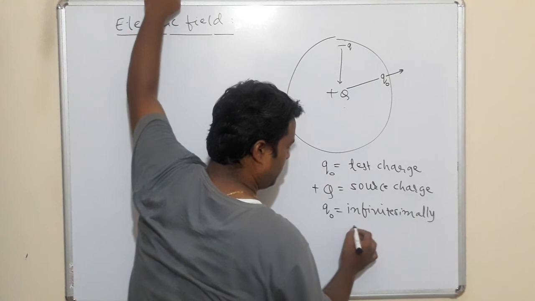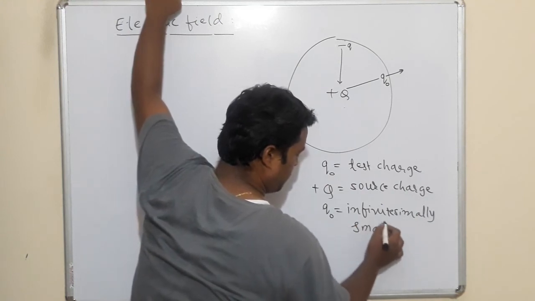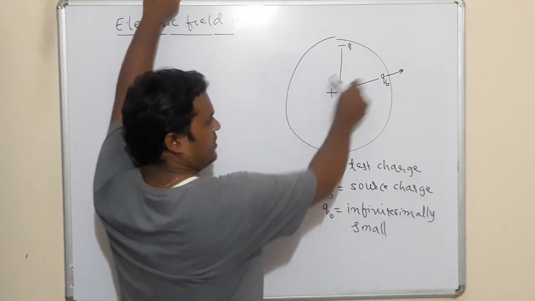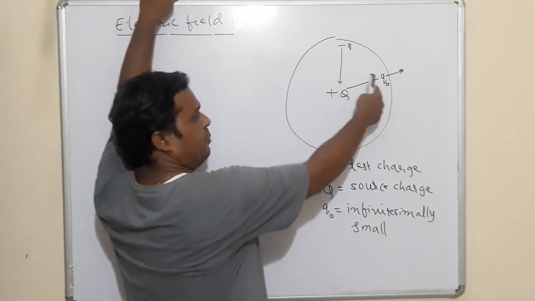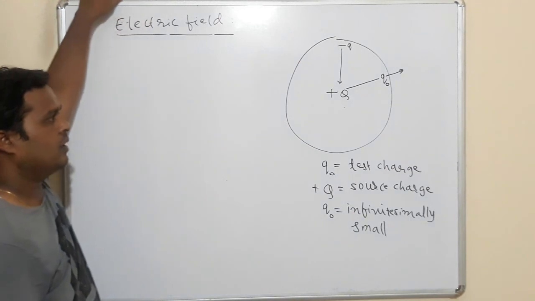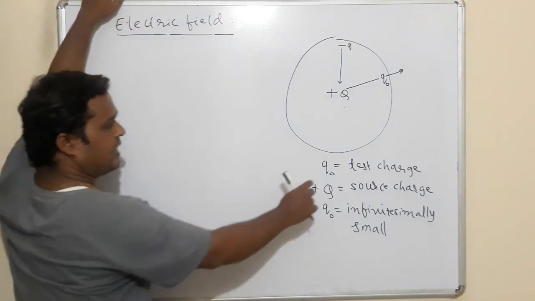Why should it be small? Because it is brought to test the force which it experiences due to the source charge. If it is larger than the source charge, then it may influence the source charge. Therefore, the test charge must be small.